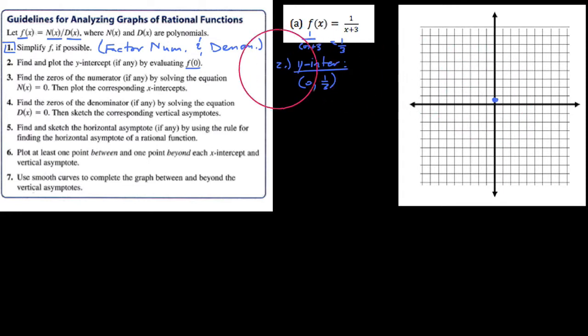Number three, it says, all right, well, let's find the zeros of the numerator, if any, by solving the equation numerator equals 0, and then plot the corresponding x-intercept. So basically, we found the y-intercept. That's what we're doing here. Now we are finding x-intercepts. And what we're saying is, well, the only time that we would get an x-intercept is if we set y equal to 0. And noticing here, if I set y equal to 0, I get this expression, 0 equals 1 over x plus 3.